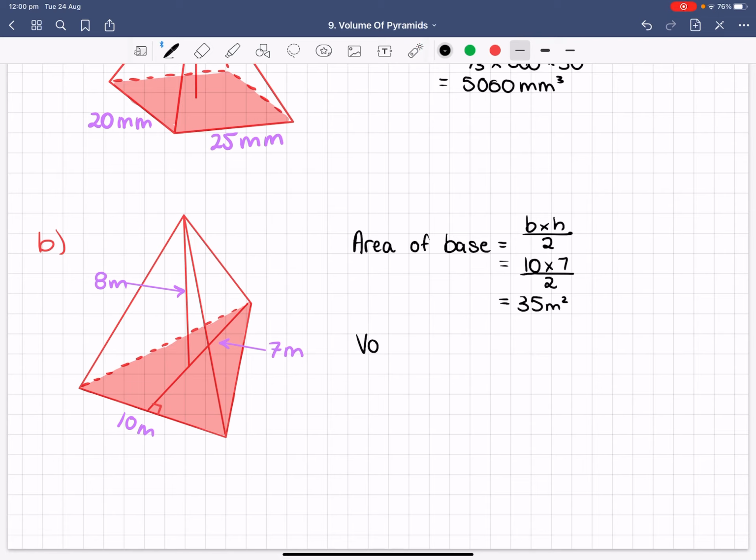So for our volume, it's a third times the area of the base times the height of our pyramid. So it's a third times 35 times the perpendicular height, which is the one that runs directly from the apex straight down to the base, and that's 8. And together that gives us 93.3 repeating meters cubed.